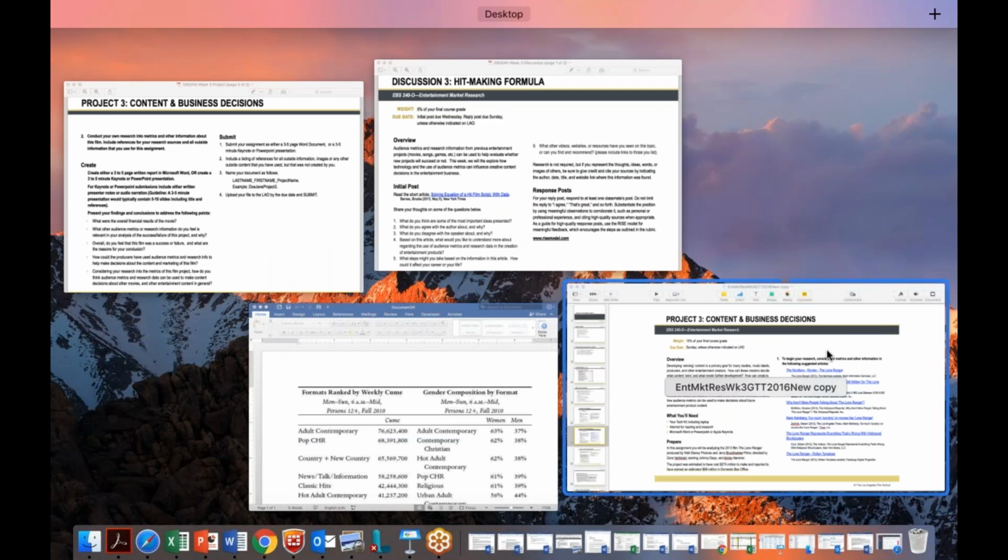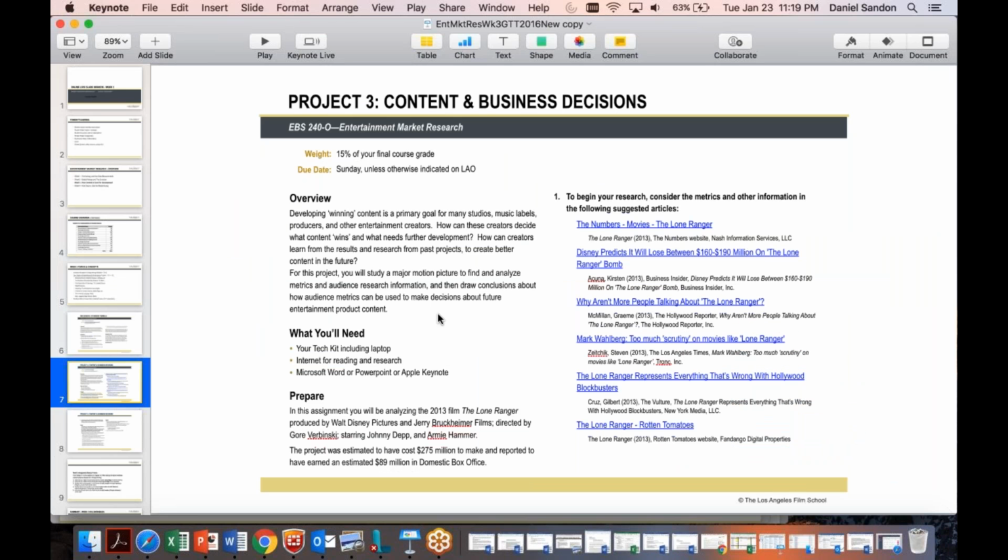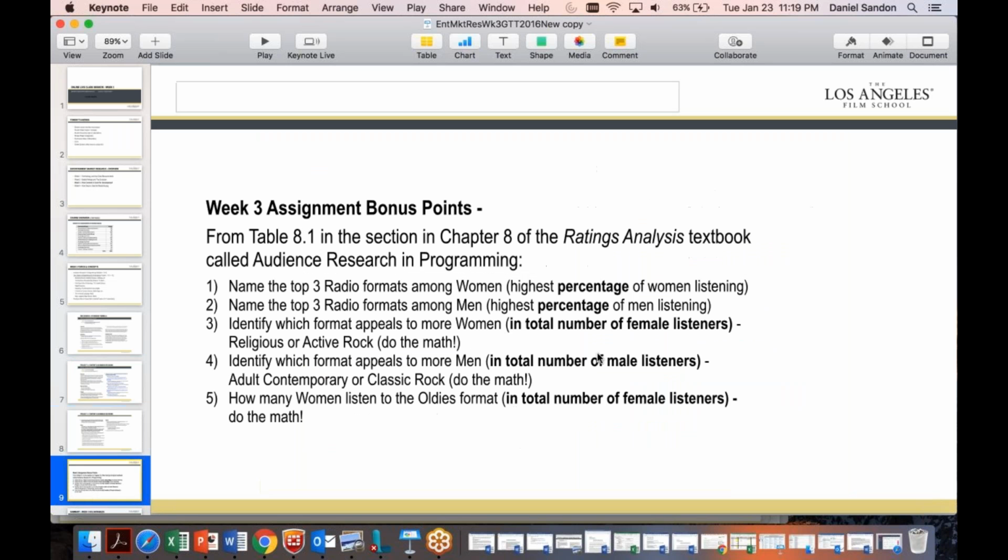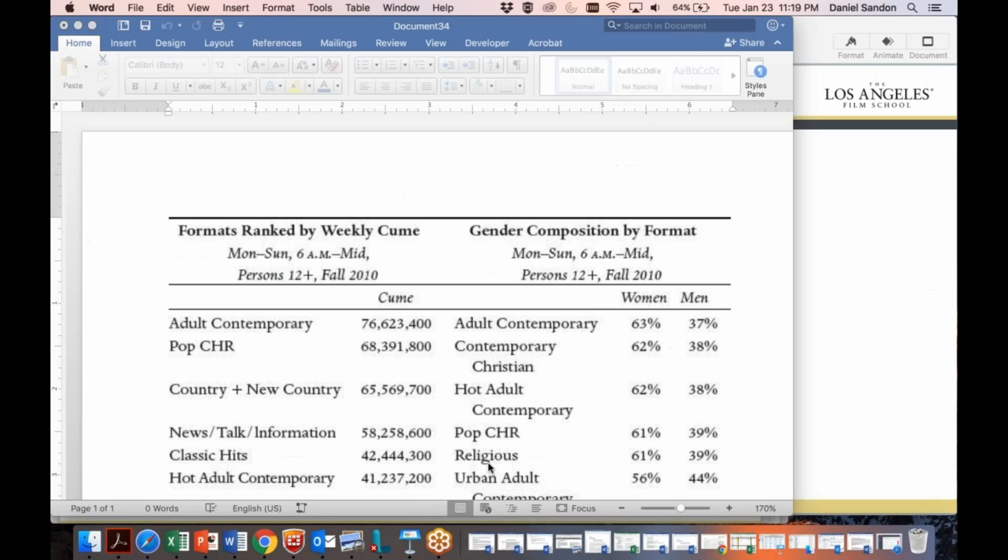Before we leave the project, I want to offer you an opportunity to earn some bonus points here in week 3. So we go back to one of our readings, which I identified earlier, Chapter 8 of the Ratings Analysis textbook, which is one of your assigned readings for this week. There's a table in there called Table 8.1, and I'll show you what it looks like here. Here it is.